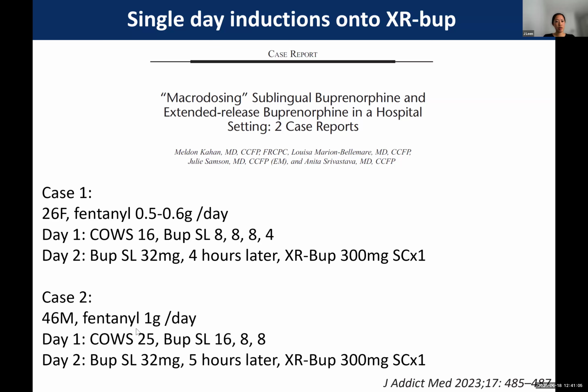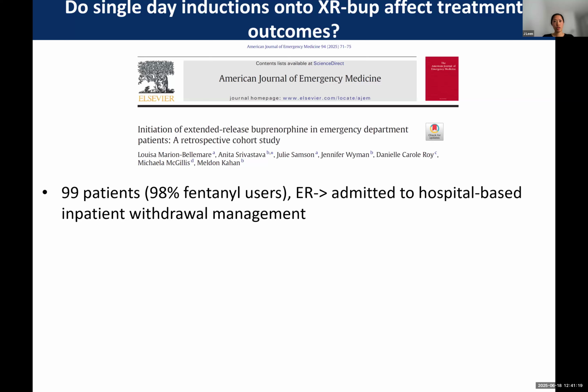Similarly, an even more heavy user, 1 gram per day, came in withdrawal, started on a little bit of sublingual buprenorphine, and then day two onto Sublocade with, again, minimal side effects. The largest collection of data so far for single day inductions is from this group in Timmins, Ontario, where they reported outcomes for 98% fentanyl users in 99 patients.